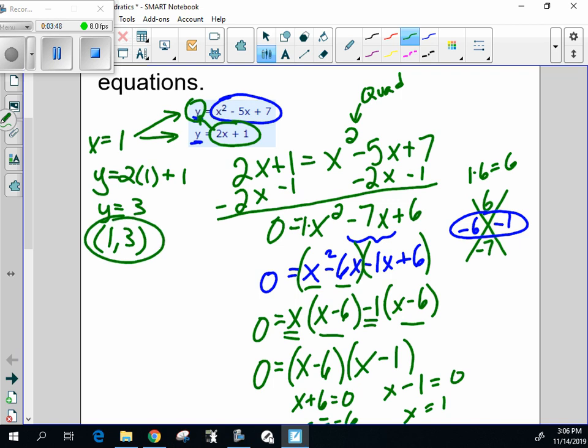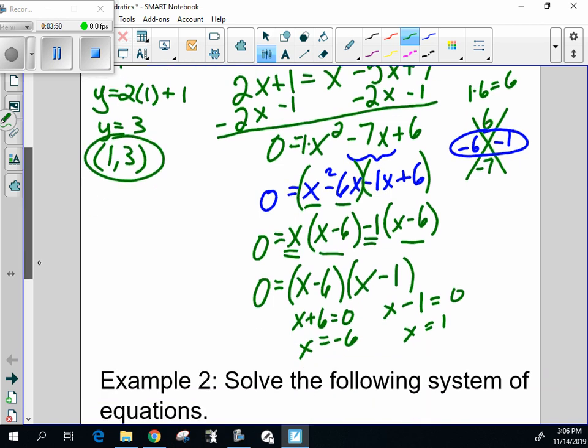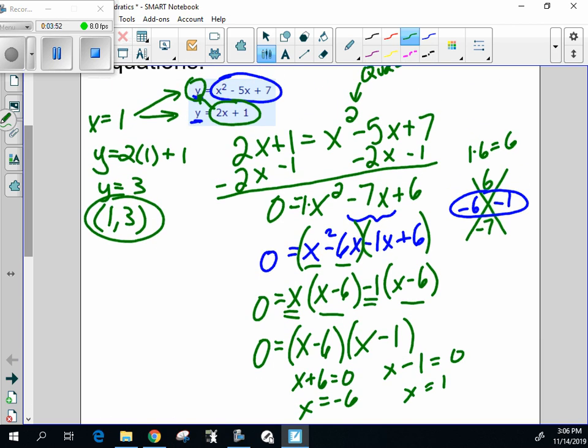The other solution was at negative 6, so now we're going to say that x equals negative 6. We're going to substitute that in again to either equation. So substitute negative 6 in. We get negative 12 plus 1 is negative 11. So your other solution is (negative 6, negative 11).